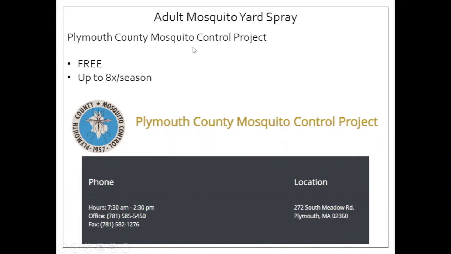The Mosquito Control Project will also spray up to 8 times per season. So this is not something that I would recommend as a way of knocking down and controlling mosquitoes year round. But if you were going to have a cookout and have a lot of people over, you might want to call them, get this spray scheduled, and then they will come out and spray, and that spray may protect your guests from mosquitoes for that weekend.